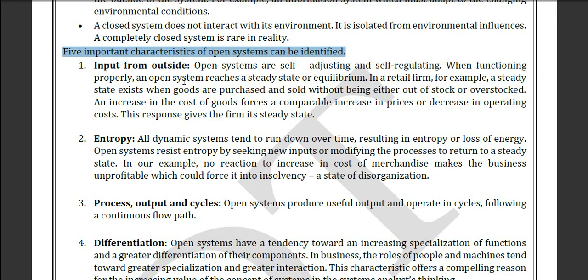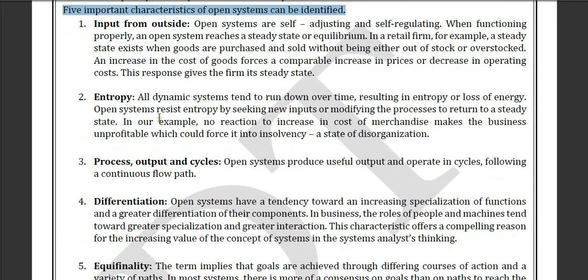We have already known what input is and what output is. Now, what is entropy? All dynamic systems tend to run down over time, resulting in entropy, which is loss of energy. In general thinking, if you lose your energy, it is called entropy. You are running in the sun and you are losing your energy very quickly, so this is your entropy.